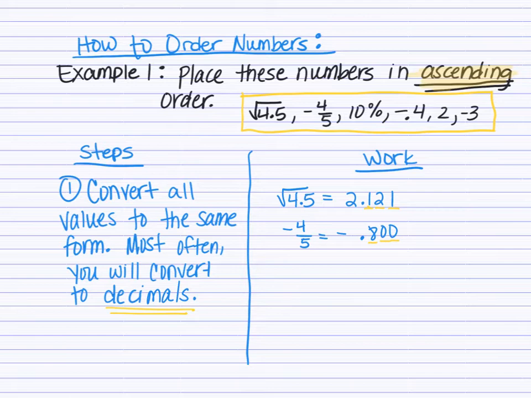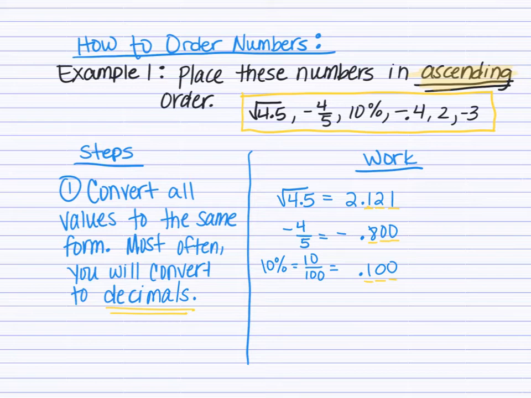The next number is 10%. Now, if you don't remember, percentages mean out of 100. So really 10% is the same as doing 10 divided by 100. And we already talked about how to do that division in the calculator. You're going to get a value of 0.1, and then we're going to add in our extra decimal places so that they all have the same number of decimal places.